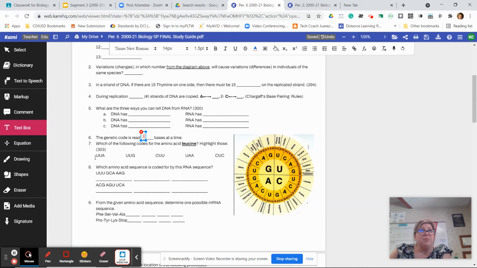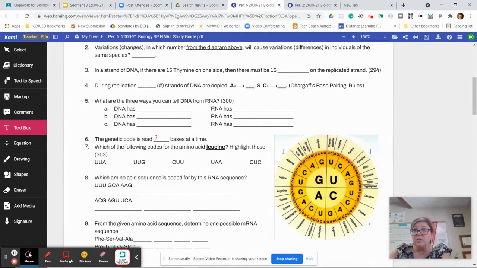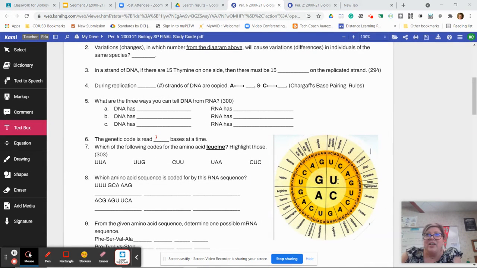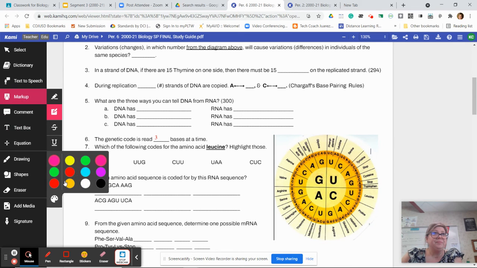So remember, if we wanted to read UUA, we would start from the center. We'd find the U and we'd work outwards. So we're now focusing on only this quadrant of our codon wheel. U is the first letter, U is also the second letter, so we go out to this outer piece here, and then A is our last one. UUA, that would be leucine, so we would go ahead and highlight that.